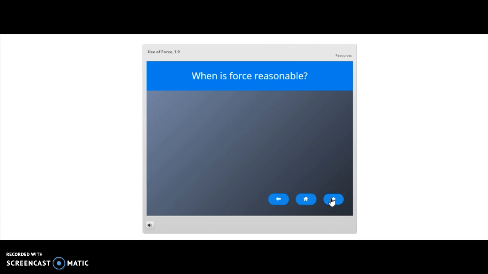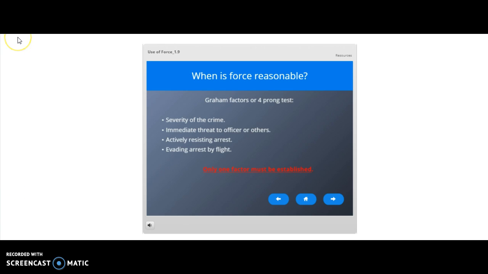Graham versus Connor helps law enforcement determine when force is reasonable by applying the four-pronged test, also known as the Graham factors. Only one of the four factors has to be established. Review the Graham factors and we'll continue with some more videos. Again, we review the Graham factors.